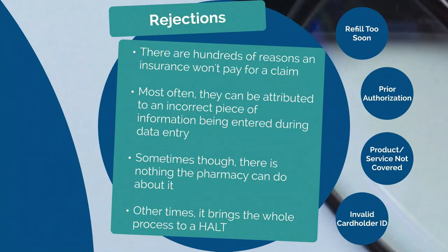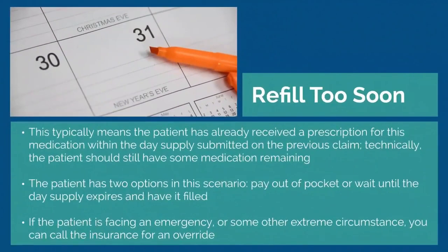A lot of technicians think this is the hardest step because of rejections. There are hundreds of reasons an insurance company won't pay for a claim. Most often, they could be attributed to an incorrect piece of information being entered during data entry. Sometimes, though, there is nothing the pharmacy can do about it. Other times, it does bring the entire process to a halt. This can be really frustrating for both you and the patient.